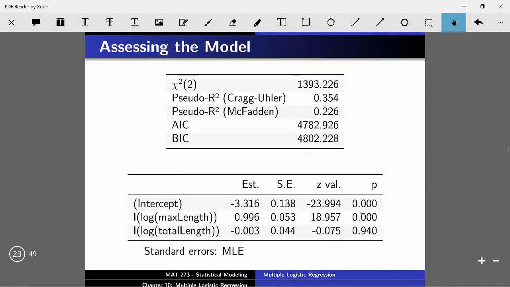And we see that max length is still very important. So now it's log max length. And the total length actually is even less important, the log total length, after accounting for log max length. But that doesn't mean our model's worse. Again, it just means after accounting for the log max length, log total length is not super important. That's all that's telling us.